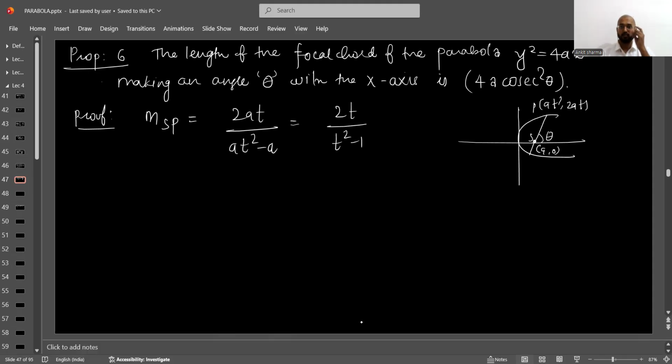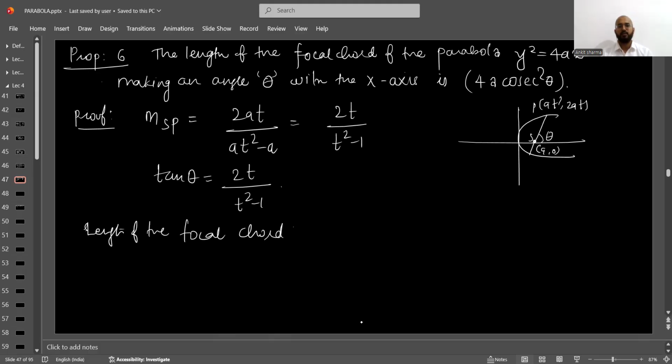So we'll keep it. Now slope is also given by the angle theta it makes with the x-axis. So I can write tan theta, which is also nothing but the slope only. So tan theta is going to be 2t over t² minus 1. And now, the length of the focal chord we already have derived is a into (t plus 1 by t) the whole squared. It was derived in lecture 3.